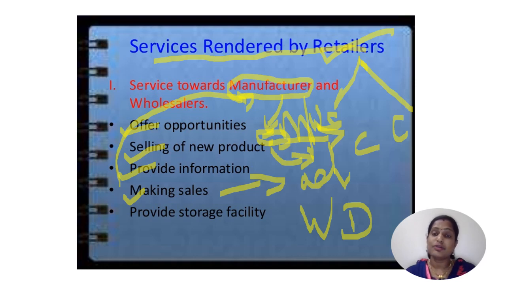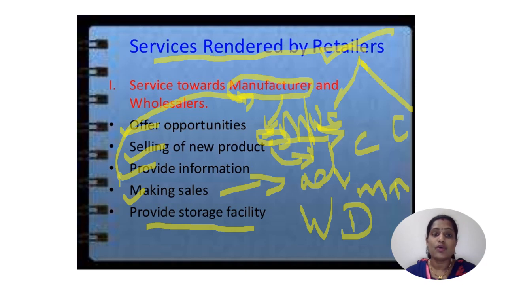Again, the consumer will be getting more information. So in this way they go for doing the marketing activity which leads to an increase in the sales of that particular product. A product's sales increasing brings more benefit to the manufacturer and the wholesaler. So with the help of window display, they go for doing the marketing activity of the new product, which will increase the sales of that particular product, and provide storage facility.